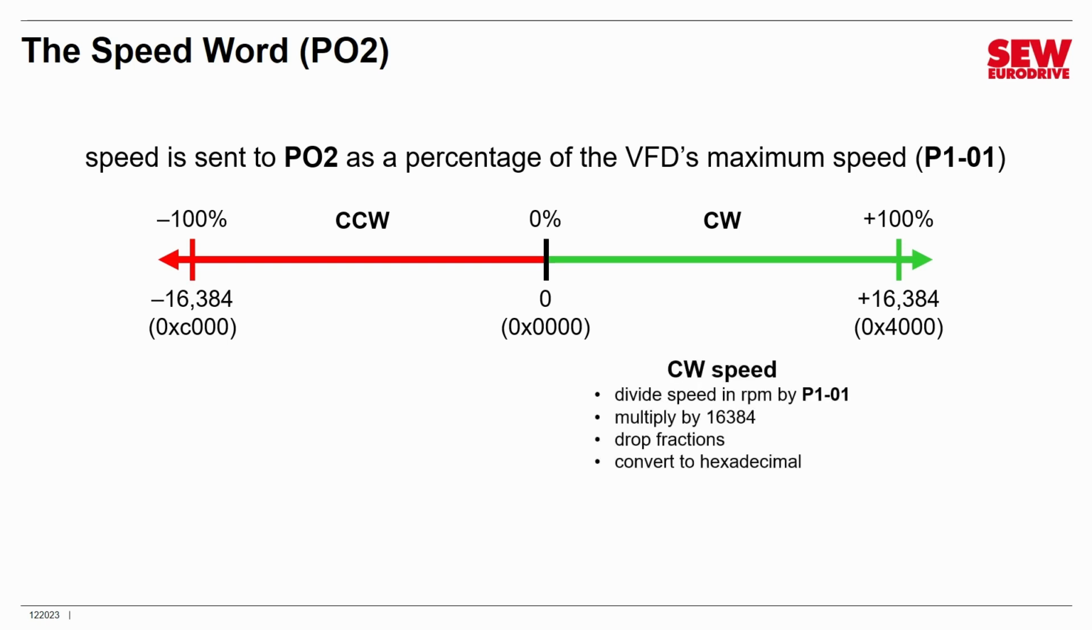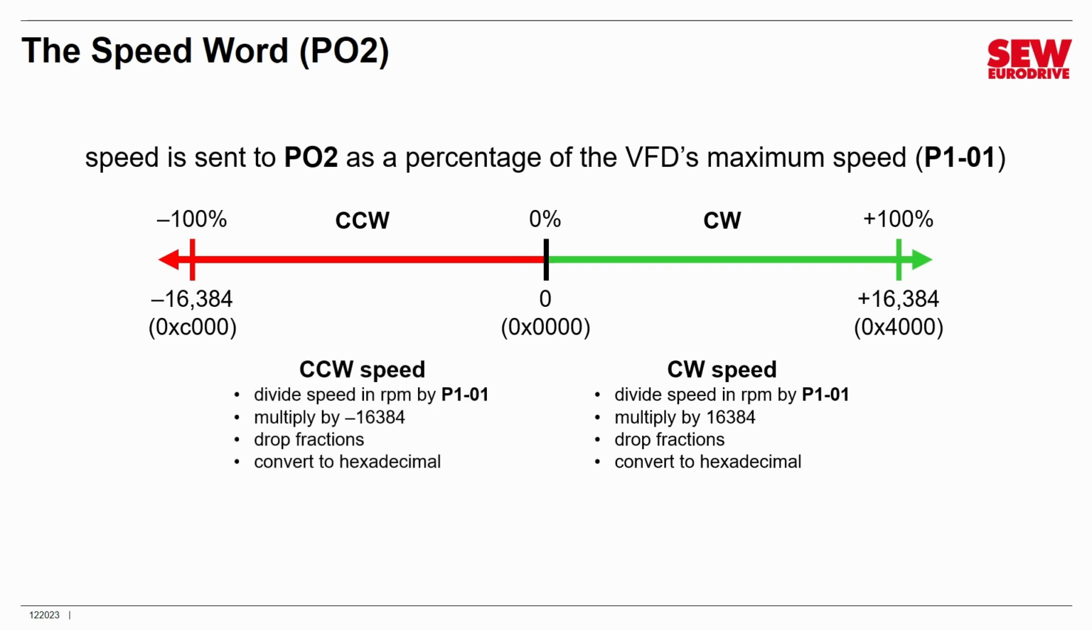To convert a clockwise speed, you take the speed that you want to turn and you divide it by the value in parameter 1-01. In my case, I'd use 1800 RPM because that's my maximum speed. So I divide the speed that I want to turn by that value. Then I multiply it by 16,384. I drop any fractions, and then I fire up my Windows calculator and convert it to hexadecimal. To do a counterclockwise speed, I do exactly the same thing, except I multiply by minus 16,384. Otherwise, it's the same procedure. Let me demonstrate with an example.